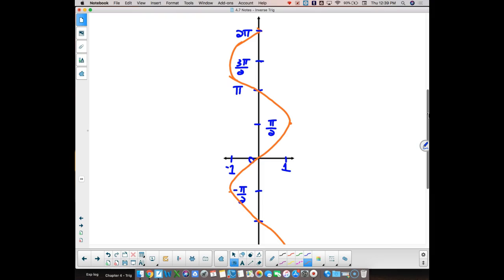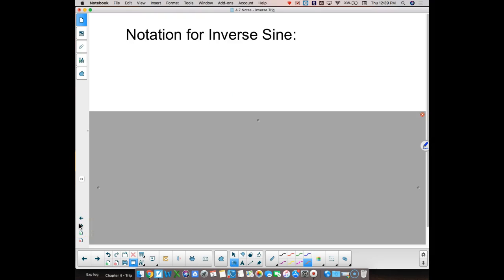Okay. Now, what's wrong with this picture in terms of functionality? And what about it? It's not a function. Okay? It's not a function. So it doesn't work in terms of our mathness. Okay? So if I want to make the inverse sine be a function, I first need to have some notation for it. I need function notation for it.